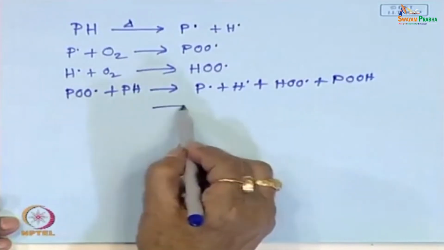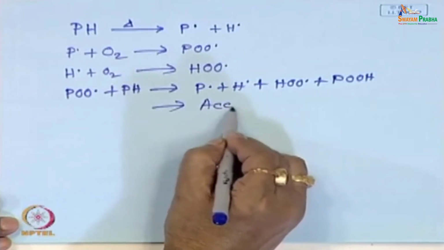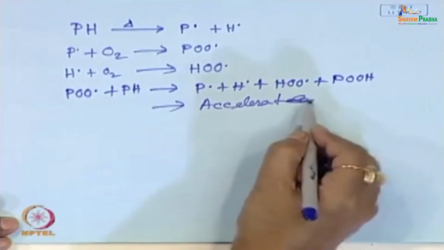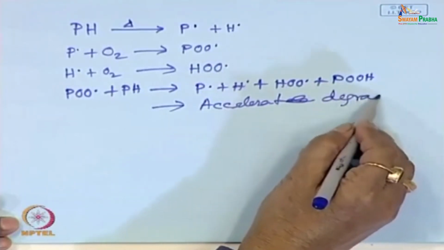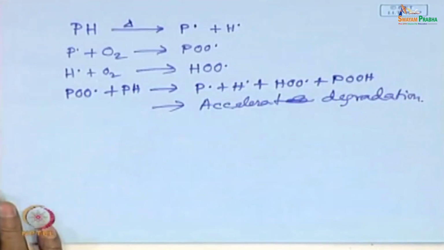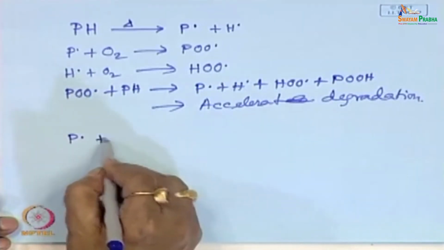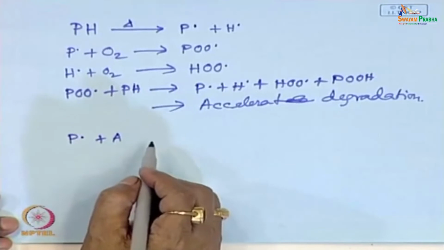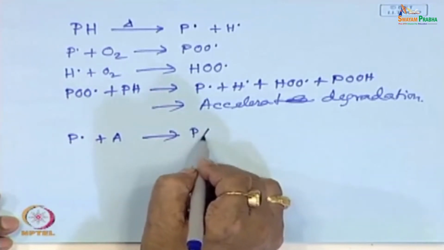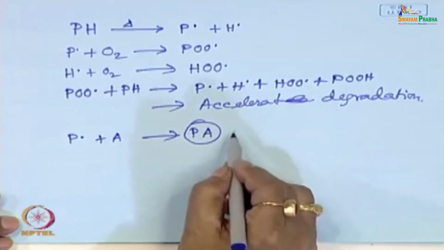So that will accelerate degradation this way. In order to prevent this, if you take some anti-degradant A, it will form PA, which is harmless. This is harmless.